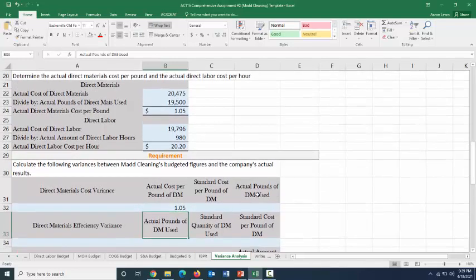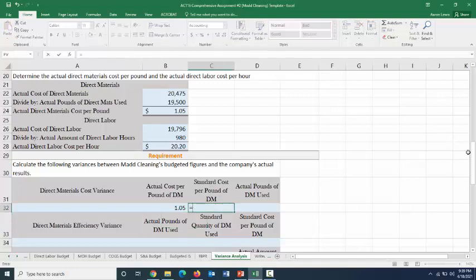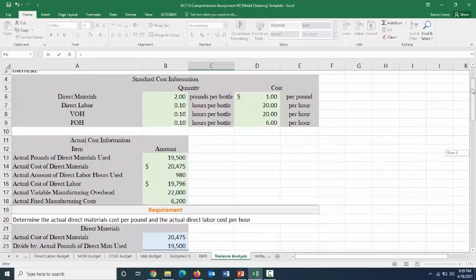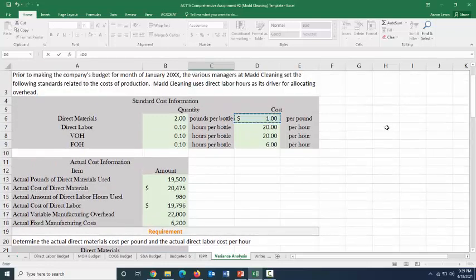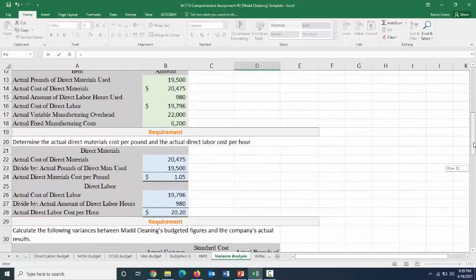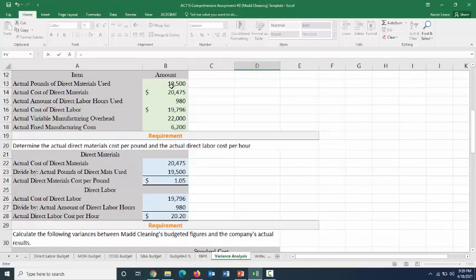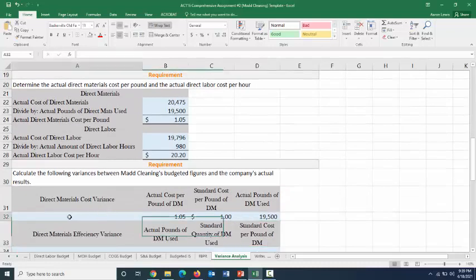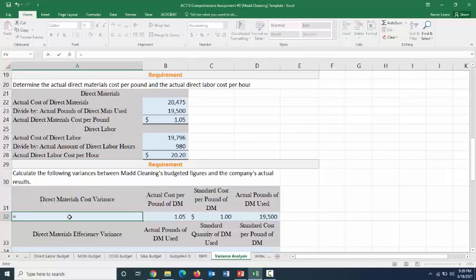Well, what was our standard? What did we say we were going to pay when we set our master budget at the beginning of the period? Going back up to our standards, we see that we expected to pay $1 per pound. So we paid 5 cents more per pound than we thought we were going to. We actually used 19,500 pounds of direct materials. So we paid 5 cents more a pound, found by taking the difference between the actual cost of $1.05 per pound and the standard of $1 per pound, for each of the 19,500 pounds that we used in production.